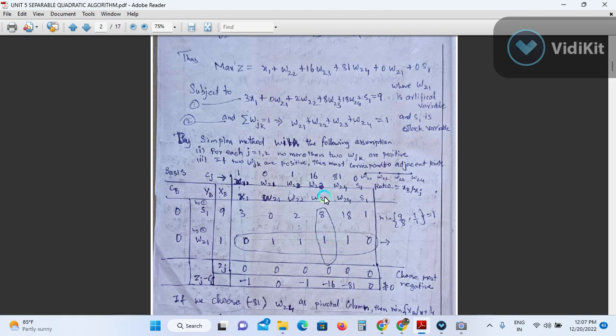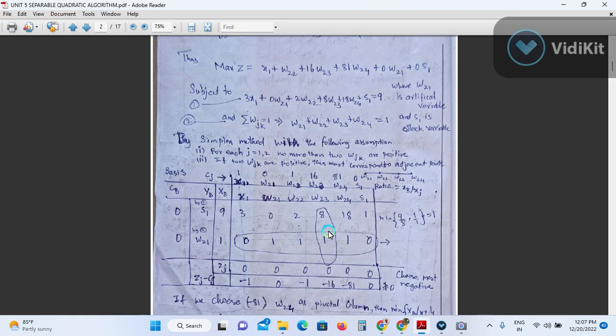Therefore W23 replaces W21. So it is acceptable, right? It does not violate any of these two conditions, right? So therefore W23 replaces W21. So what is the next thing in the simplex table? I have to make this pivotal element become 1, and the remaining entries in the pivotal column should be made 0, right?